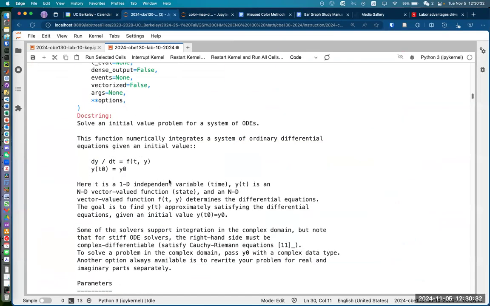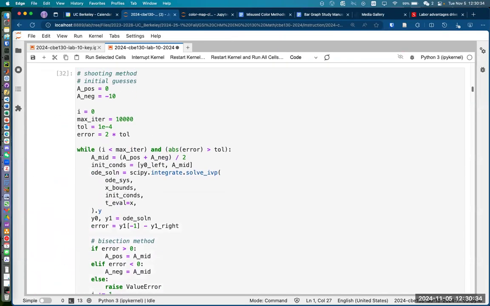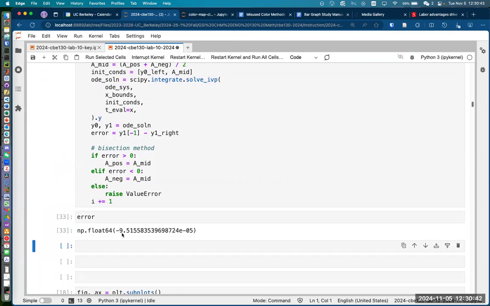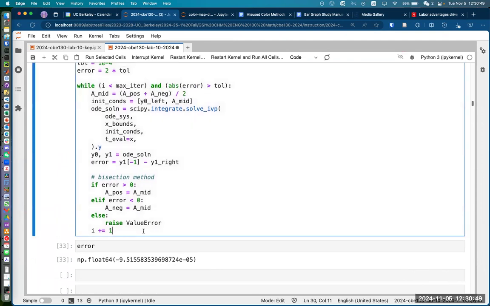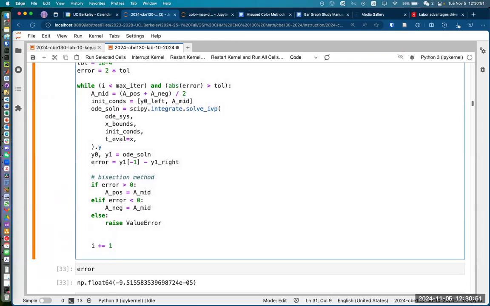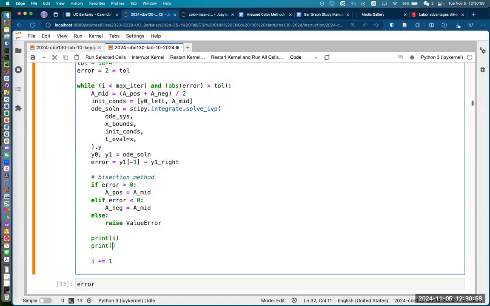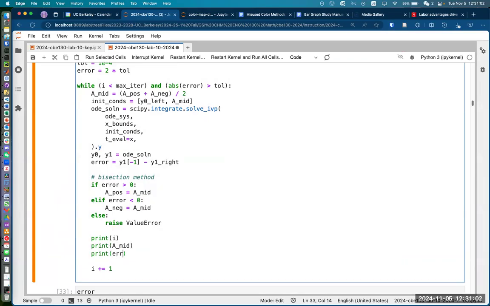Okay, so I'll run this code and then it ran through with no problem. So I should look at the error first. The error is minus 10 to the minus 5th. So it's a very small error within our range. We can also verify that by printing this inside the loop so we can see each step. Print I, this will be iteration counter. Print the current A middle, and then print the error.